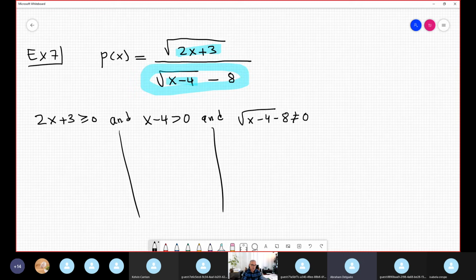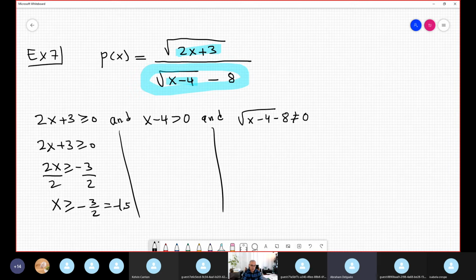This is easy. This is 2x plus 3 greater than or equal to 0. 2x is greater than or equal to negative 3, divided by 2. No problem: x is greater than or equal to negative 3 over 2. By the way, this is negative 1.5. I put it in decimal because I visualize much better on the number line. So this is the first restriction. Let me use blue color.